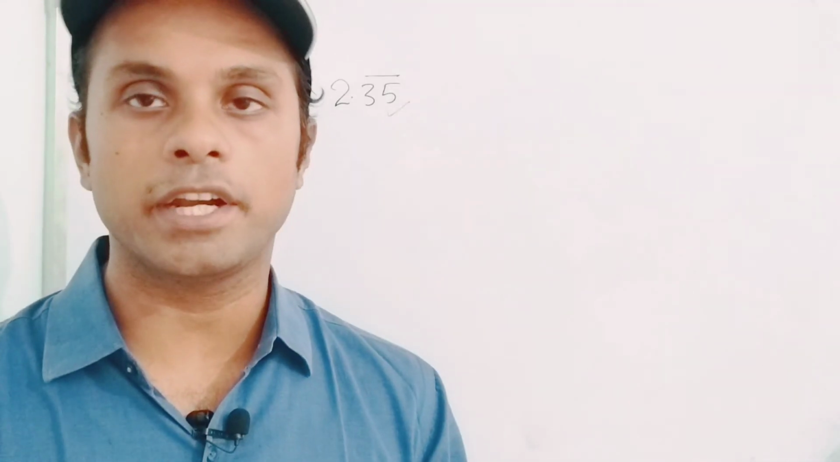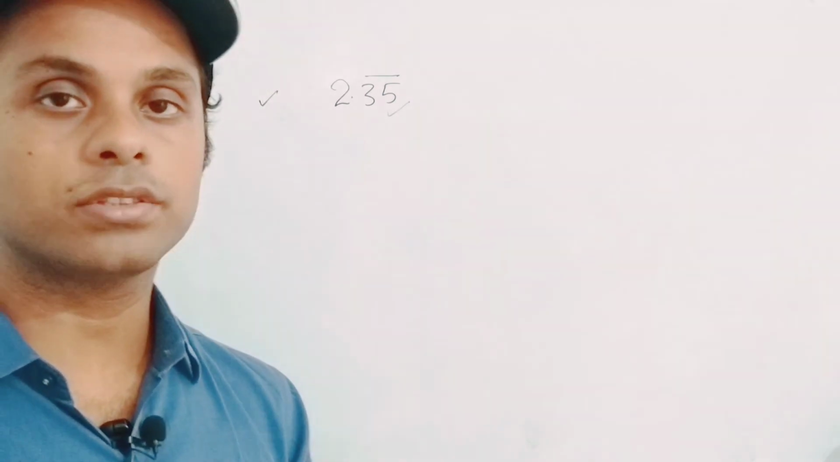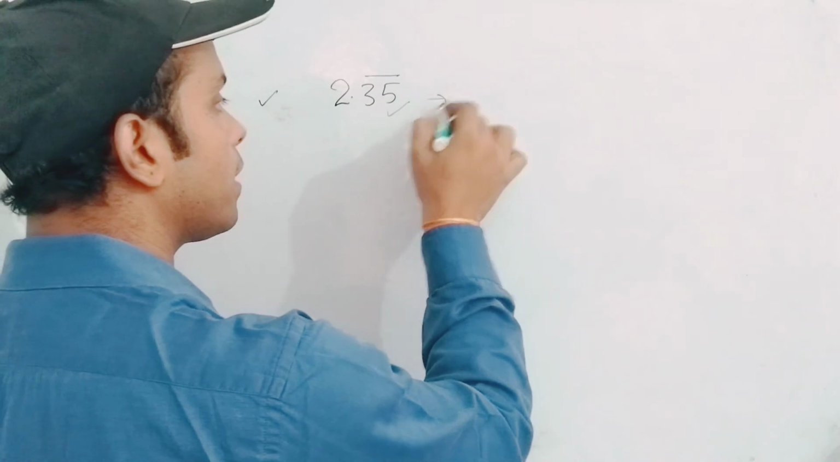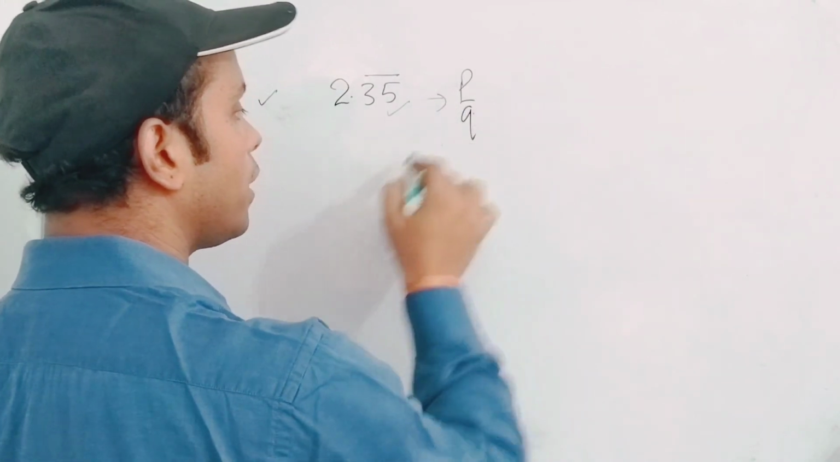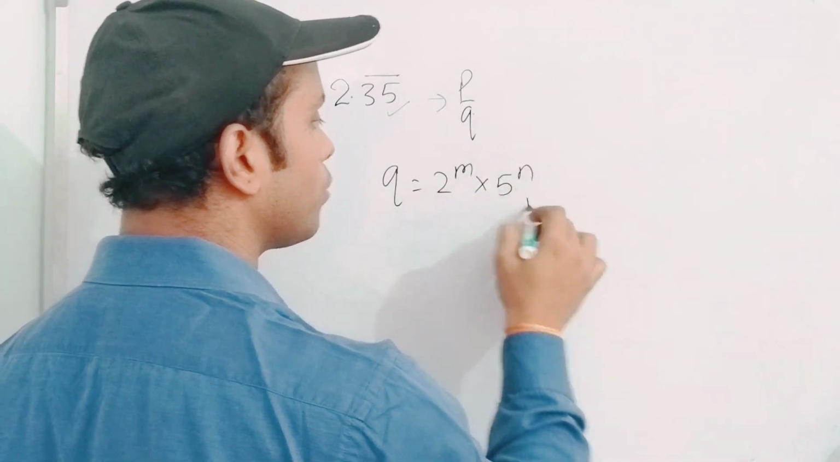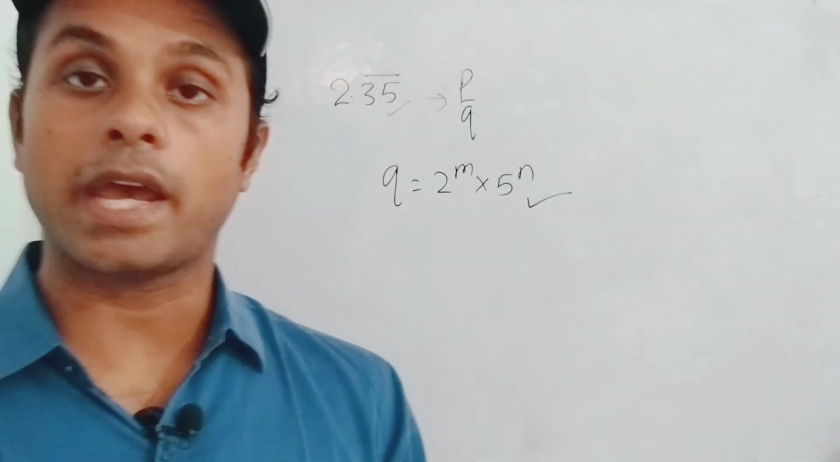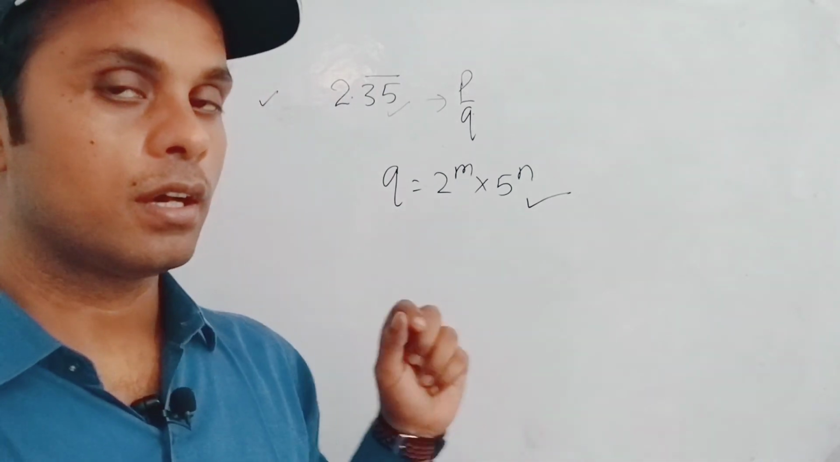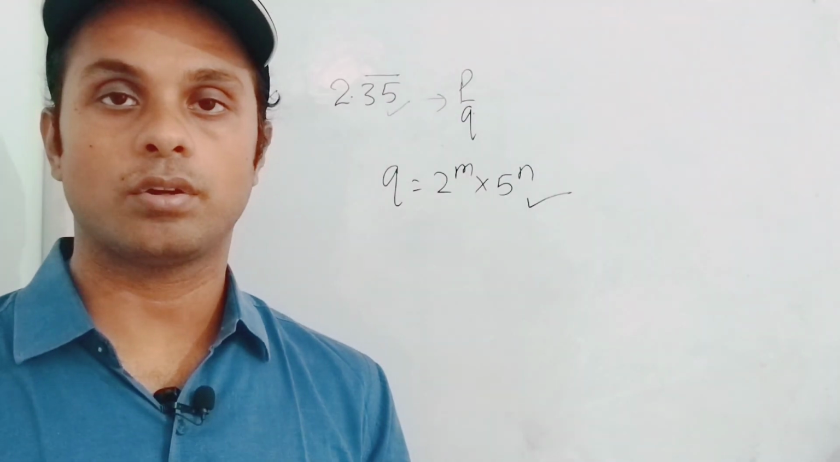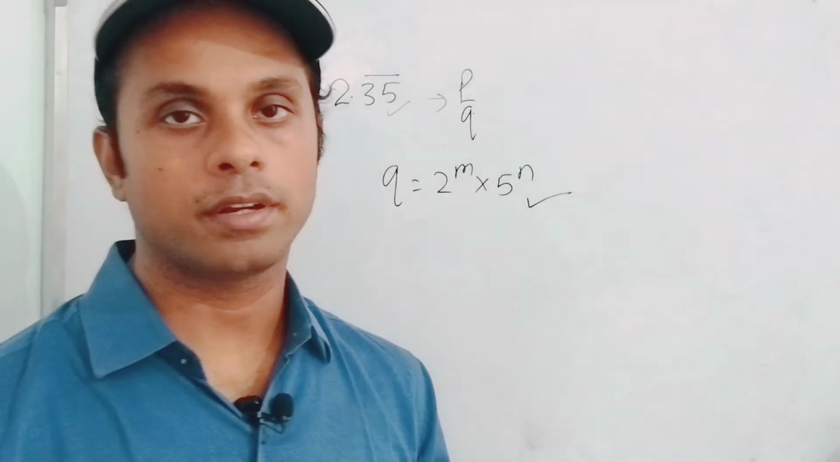So earlier we did that a fraction is terminating if its denominator is of the form 2 raised to the power m into 5 raised to the power n. So we can say that here the denominator must be of the form 2 raised to the power m into 5 raised to the power n. That's why the fraction is terminating here. I hope you got it.